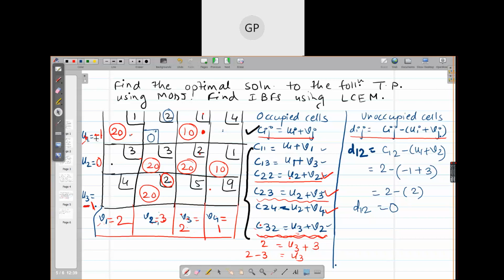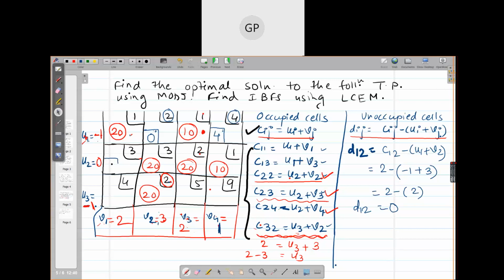Now the next unoccupied cell is first row, fourth column. So again go to the corresponding variables. Minus 1 plus 1. Can you see V4 is 1? U1 is minus 1. Add them. What is the answer? Minus 1 plus 1 is 0. And subtract it from this 4. So 4 minus 0 is 4.